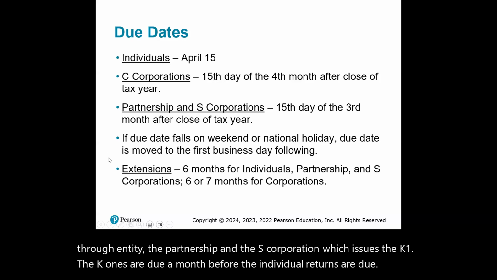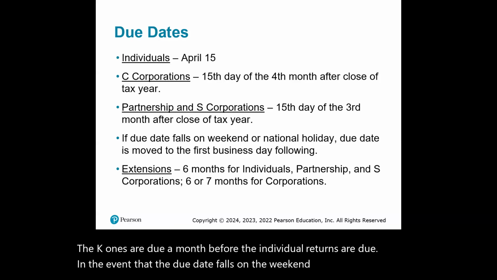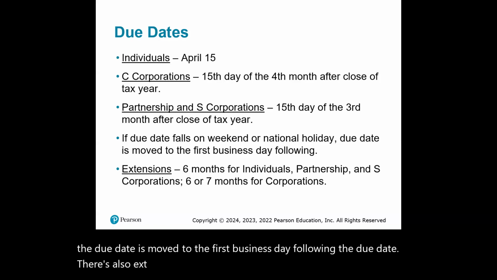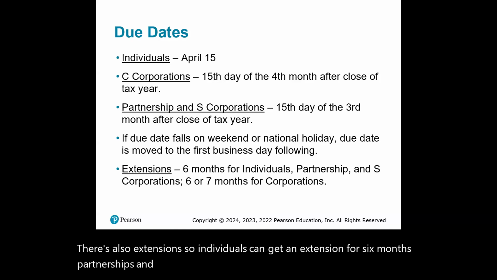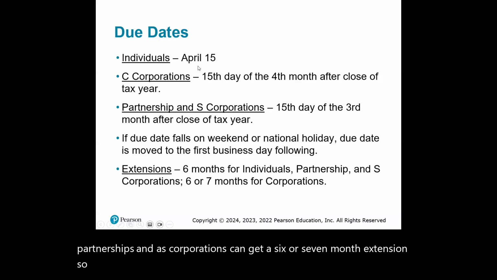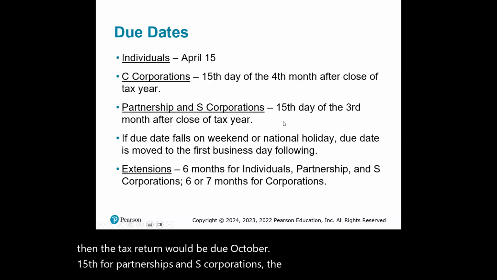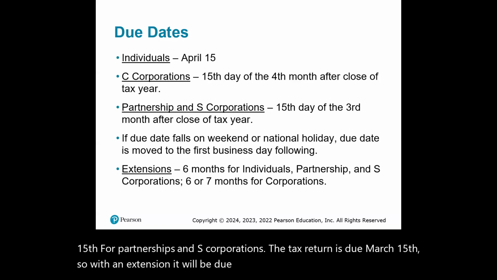In the event that the due date falls on a weekend or a national holiday, the due date is moved to the 1st business day following the due date. There are also extensions. Individuals can get an extension for 6 months. Partnerships and S corporations can get a 6 or 7 month extension. So individual returns are generally due April 15th. If you get a 6 month extension, then the tax return would be due October 15th. For partnerships and S corporations, the tax return is due March 15th. So with an extension, it will be due September 15th.